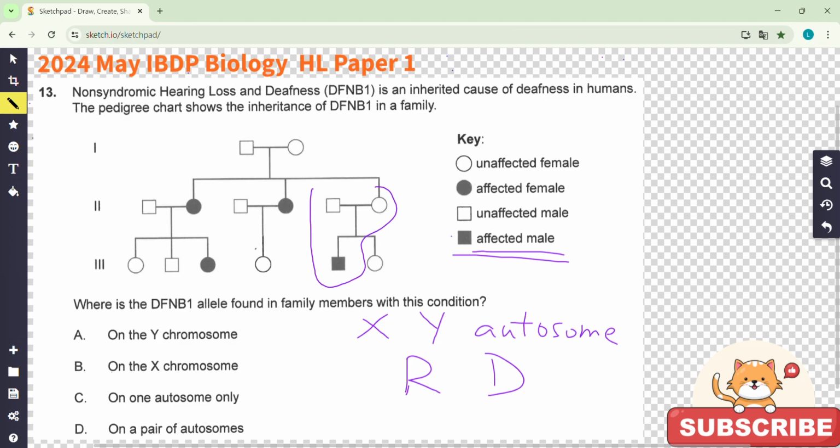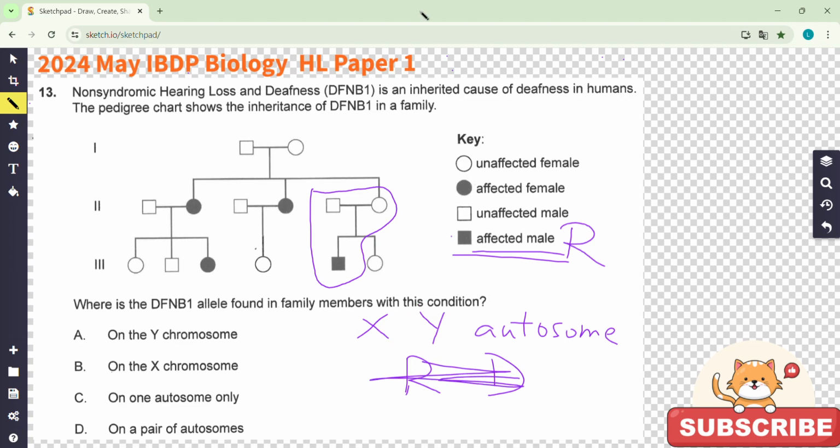Two healthy parents have an affected offspring. So obviously the affected gene is recessive or dominant? Yes, recessive. It has to be recessive, right? Good. So we solve one of them.